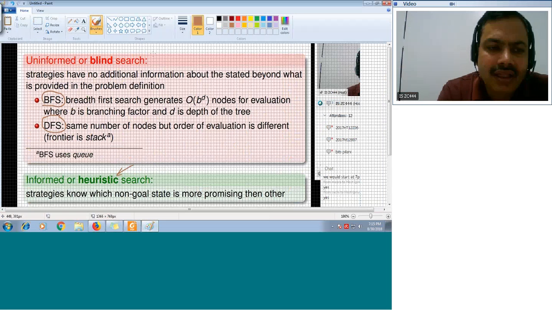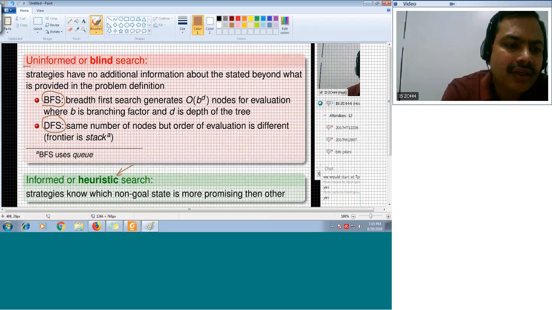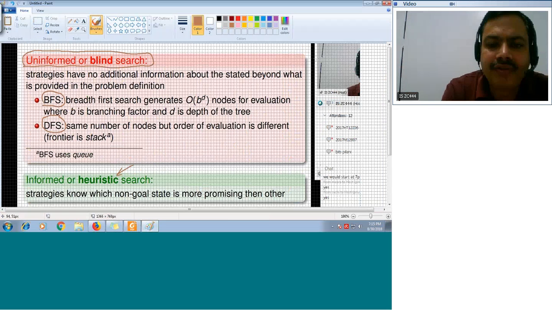The difference is that in the uninformed search, the search algorithm is only provided with the problem definition, meaning what the problem definition is and what the states are. Only this information is provided. Whatever information is there in the question, only that information is available. No extra information is available. And in the heuristic search, there is some extra information available.